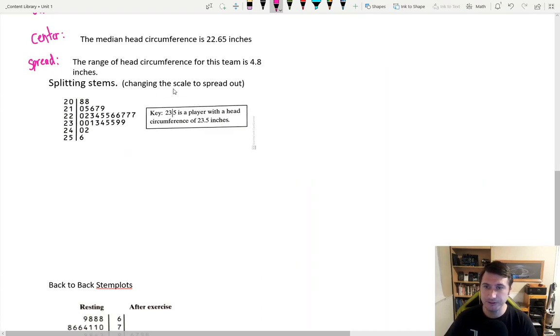What you can do to essentially change the scale is to split the stems. So we have one stem for 20, 21, 22, etc. What we can do is space that out and put two 20s, two 21s, two 22s, two 23s. Hopefully I have enough space here. Two 24s, and then two 25s. The last one kind of fits.